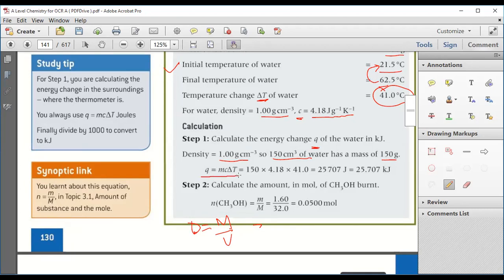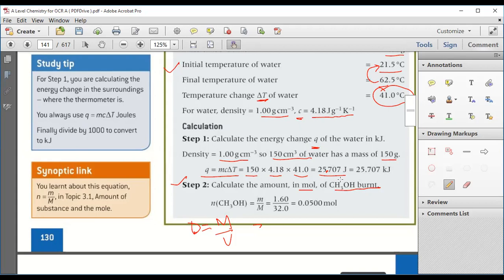Now Q is equal to m C delta T. That is the formula. Q is heat, m is mass, C is specific heat, and delta T is the change in temperature. Mass is 150, C is 4.18, delta T we have calculated as 41.0. Multiply all these and you will get 25707 joule, and dividing by 1000, you get 25.707 kilojoule. Clear?